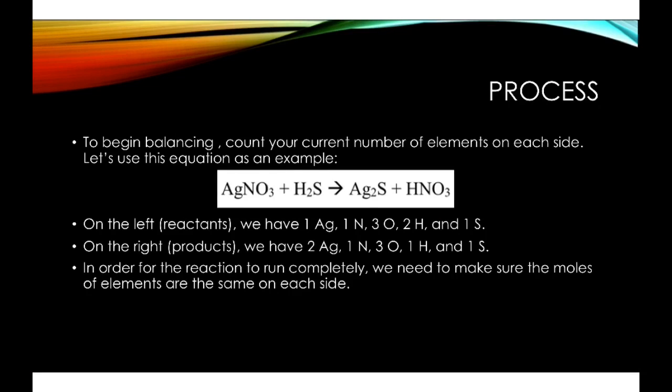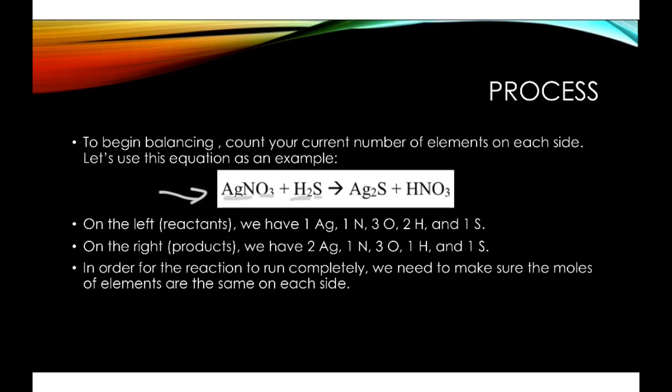So the process you'll have to go through is, to begin balancing, you have to count the number of elements on each side. So let's use this equation as an example. We have AgNO3 and H2S. And then the products of the equation are going to be Ag2S plus HNO3. So on the reactant side, which is the left side here, we have 1 Ag, 1 N, 3 O, 2 H, and 1 S.